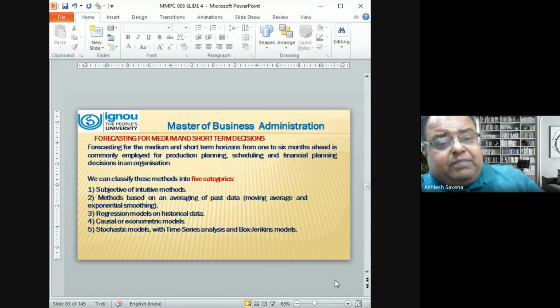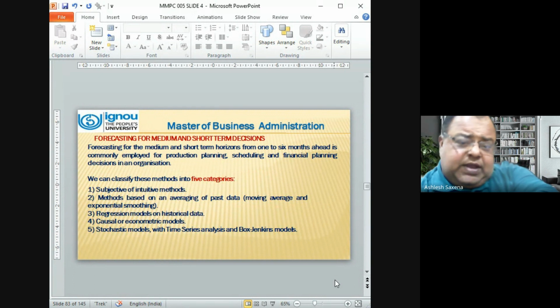Forecasting for medium and short term decisions. Forecasting for the medium and short term horizons, from 1 to 6 months ahead, is commonly employed for production planning, scheduling, and financial planning decisions in an organization. That means these are for the short term.